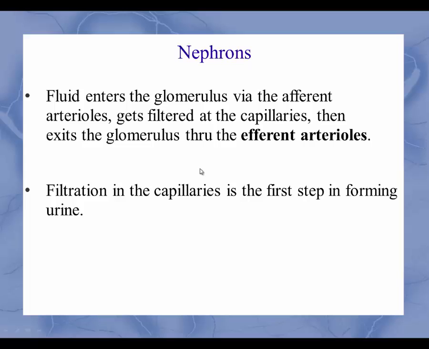Like we mentioned before, fluid will enter the glomerulus through the afferent arteriole. It will get filtered at the glomerulus. And then the fluid will exit the glomerulus through the efferent arteriole. So arriving at the glomerulus through the afferent, exiting the structure through the efferent arteriole. And this is the very first step in the formation of urine, the actual glomerular filtration.